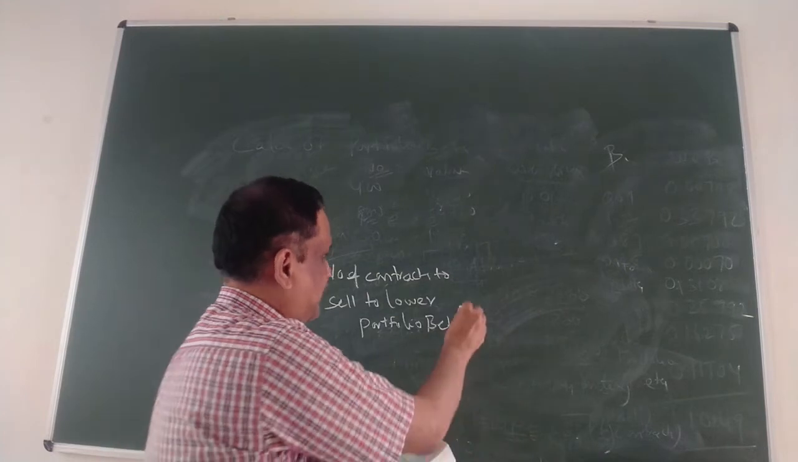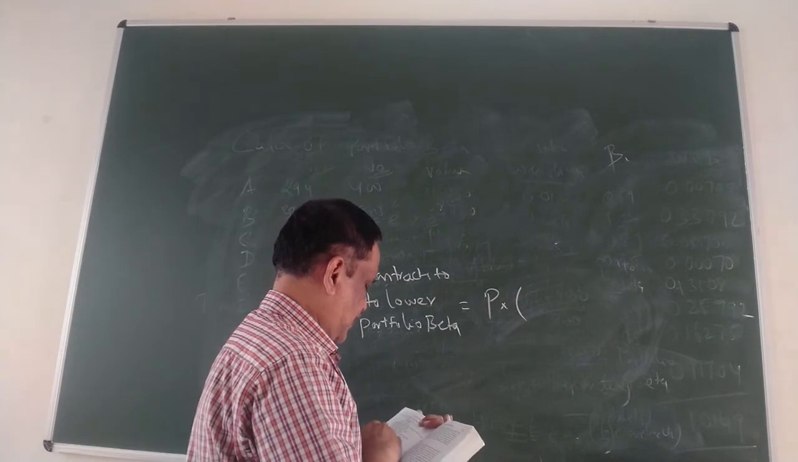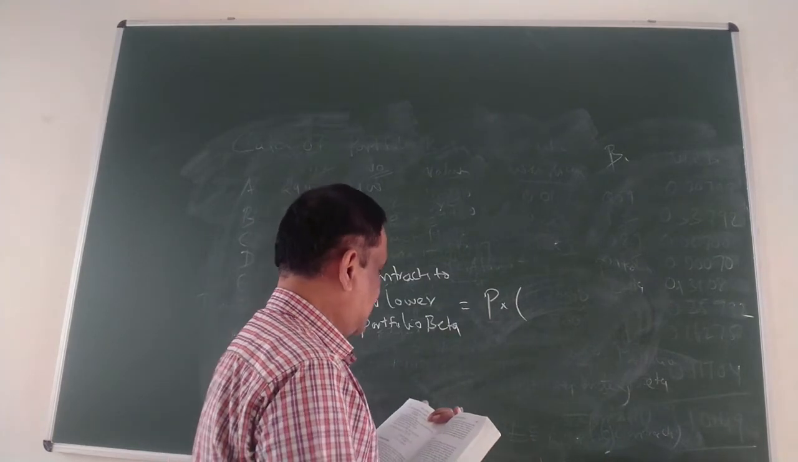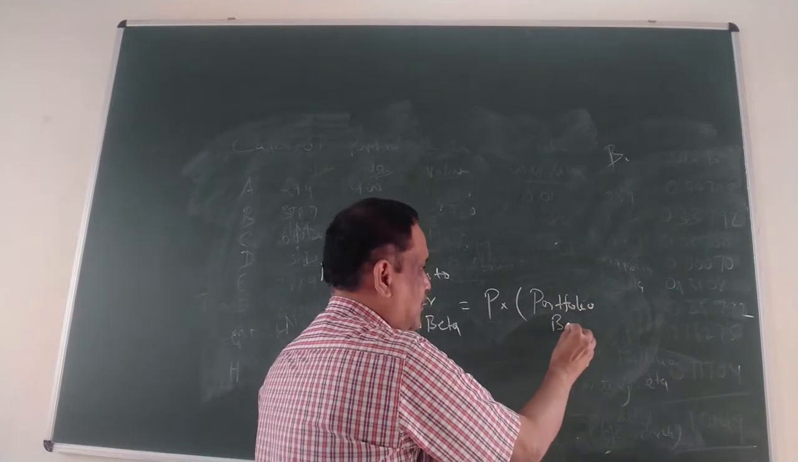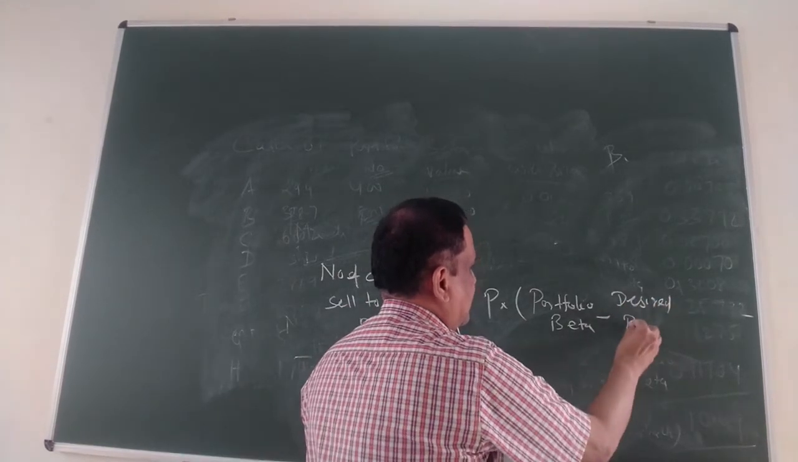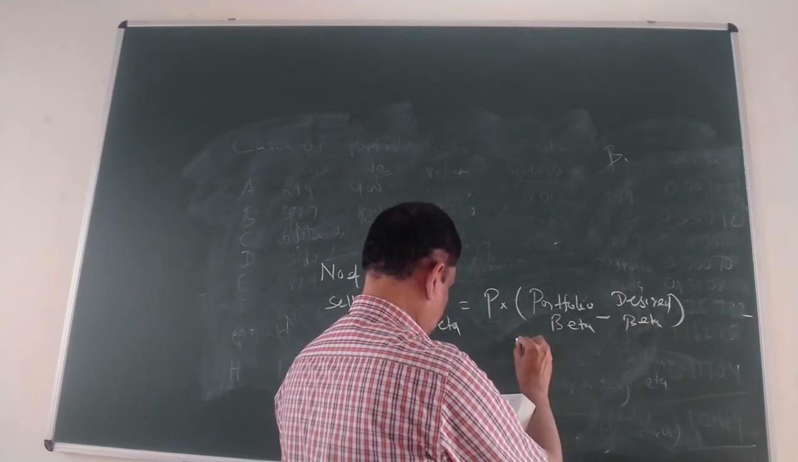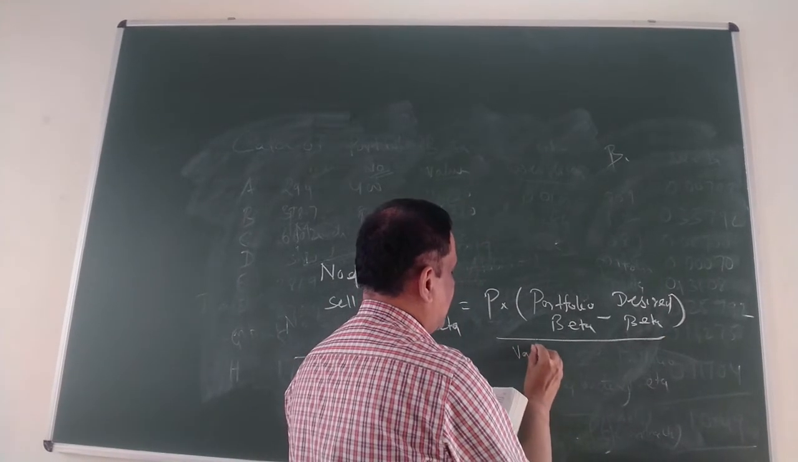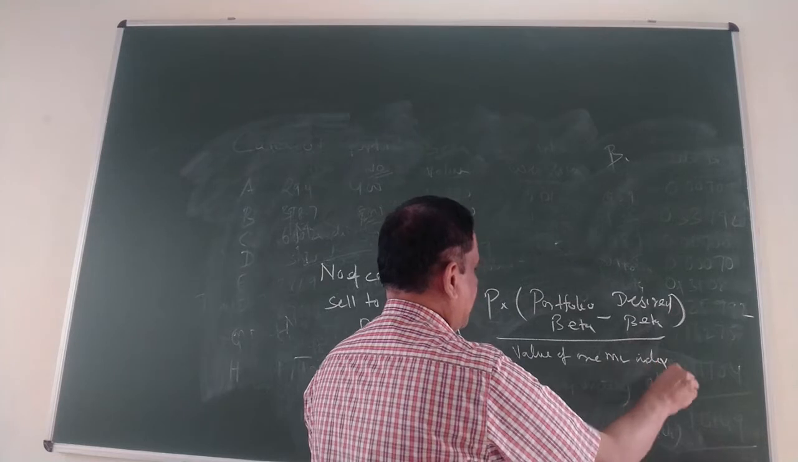So the formula is portfolio value multiplied by portfolio beta minus desired beta, divided by the value of one market lot index.